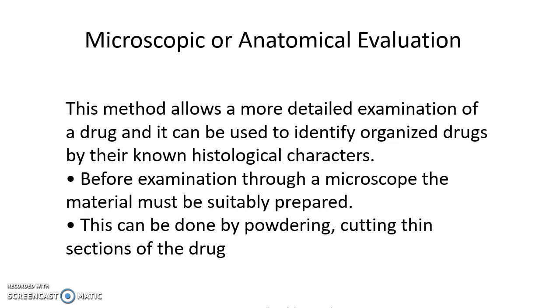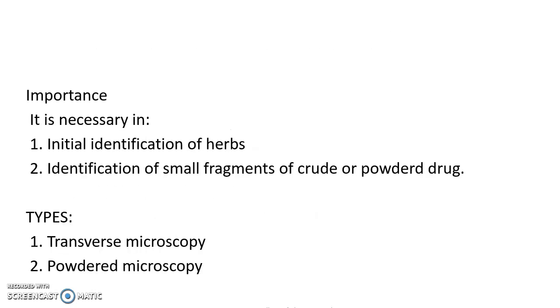This method allows a more detailed examination of a drug, and it can be used to identify organized drugs by their known histological characters. Before examination through a microscope, the material must be suitably prepared. This can be done by powdering or cutting a section of the drug. The importance of this microscopic evaluation is that it is necessary in the initial identification of herbs and the identification of small fragments of crude or powdered drug.